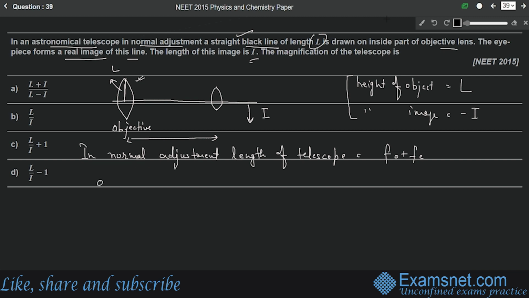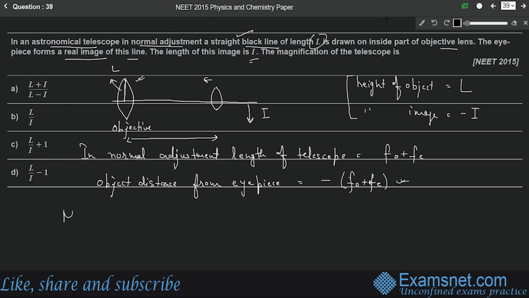And what will be the object distance in this case? The object distance from the eyepiece will be equal to minus (FO plus FE). Okay. Why? Because the object distance will be this distance between the objective lens and the eyepiece. Okay, because the object is located just on the objective lens. So this total distance will be the distance of object, and minus sign because we are measuring from the eyepiece towards the left side. Okay, so this is the object distance.